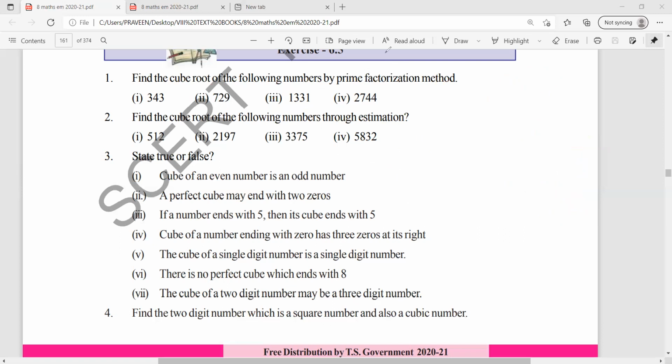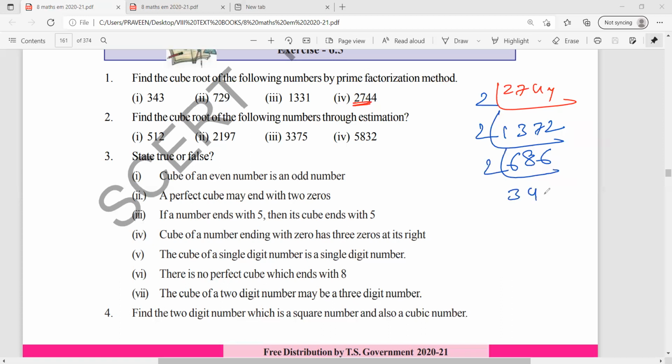Next, you take another question. 2744. Okay, 2744, same process. Take the LCM. 2 ones are 2, 2 threes are 6, 2 sevens are 14. Next, 2 sixes are 12, 1 will come out. 2 eights are 16. Next, 2 sixes are 12. Am I clear? Next, 343.